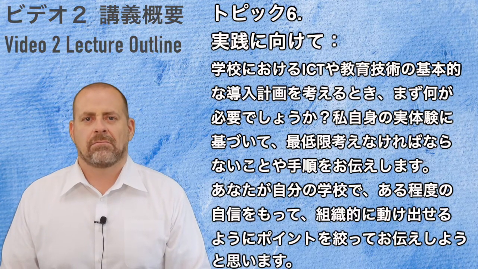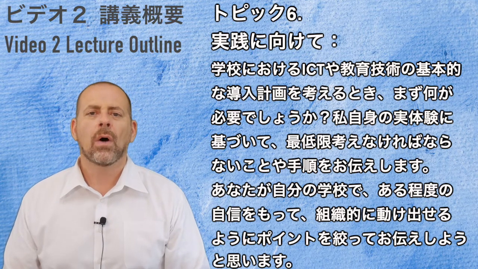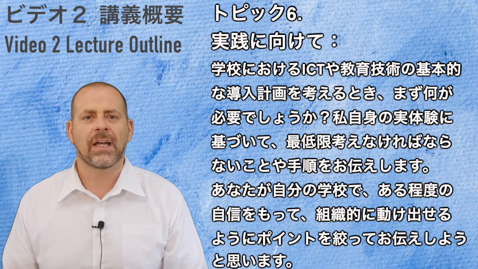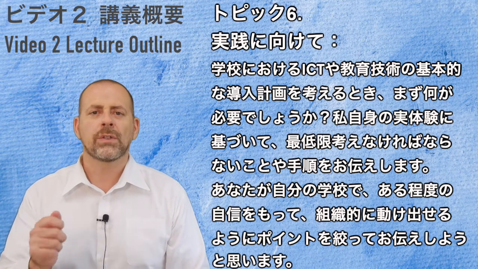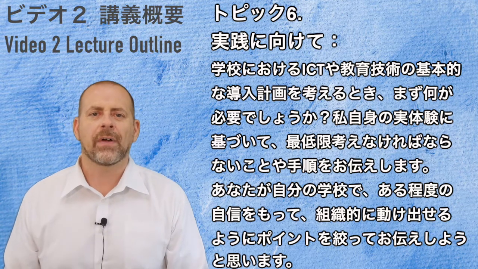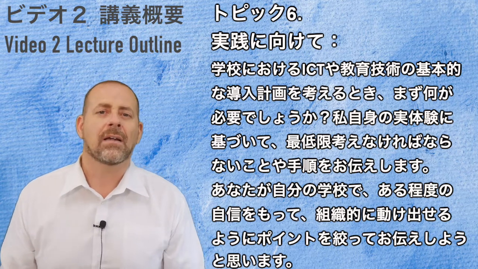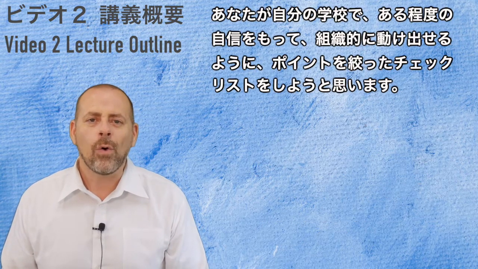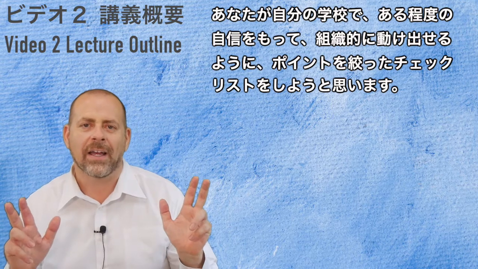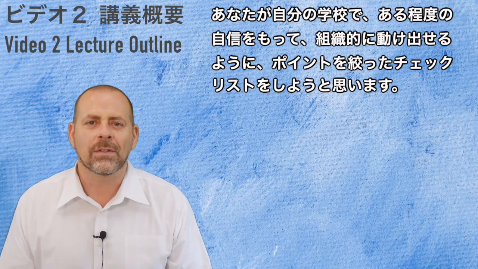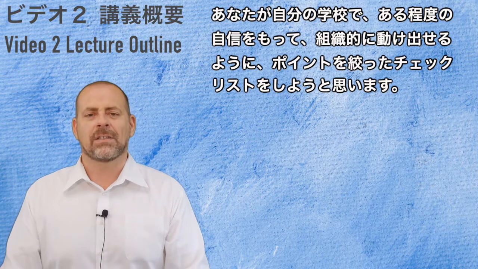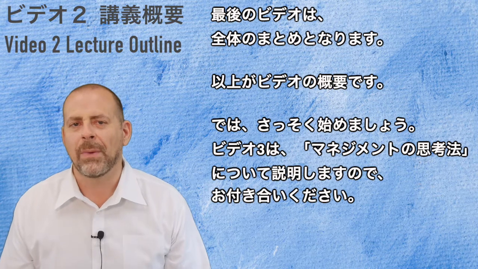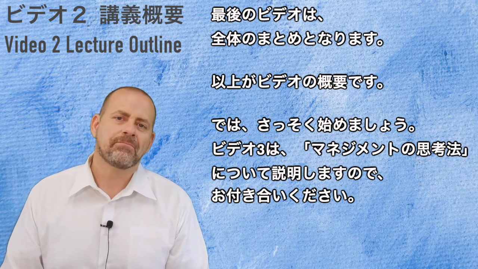Topic 6, basic implementation plan. What are the components of a basic implementation plan for ICT and educational technology at a school? Based on my own real-world experience in this area, I will provide you with a list of things that I think are the minimum things to think about and action steps to take. My goal is to give you a survival guide, checklist, so that you can move forward systematically with some confidence at your school. The final video will be a summary video of the main points and a closing statement.